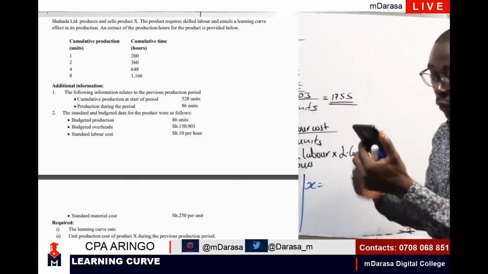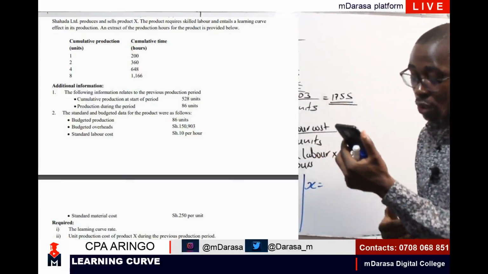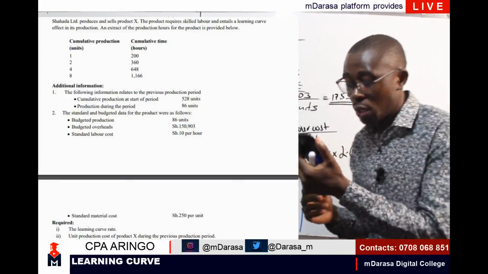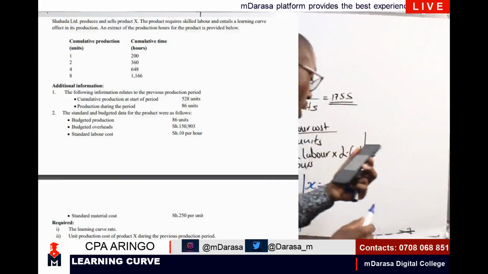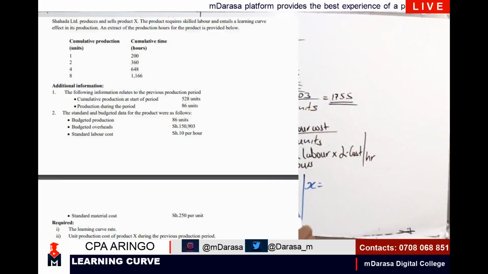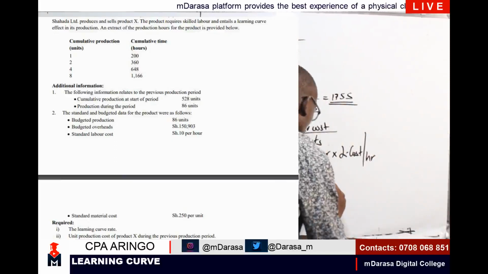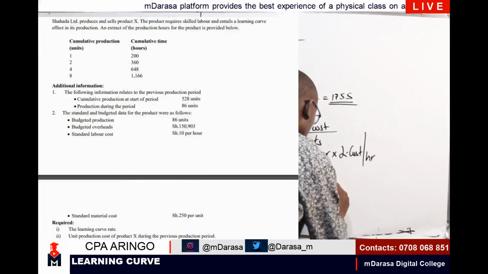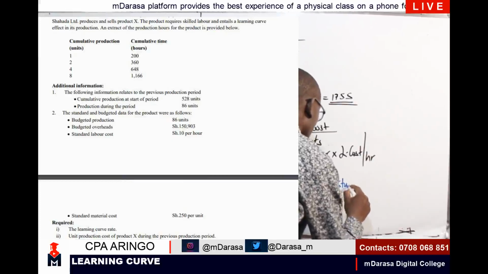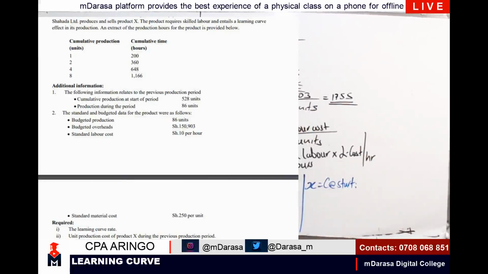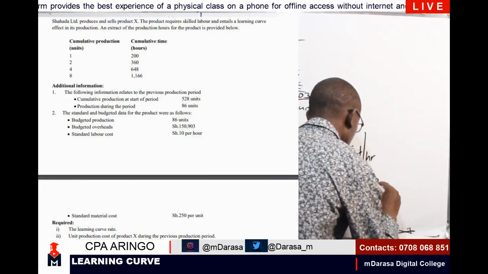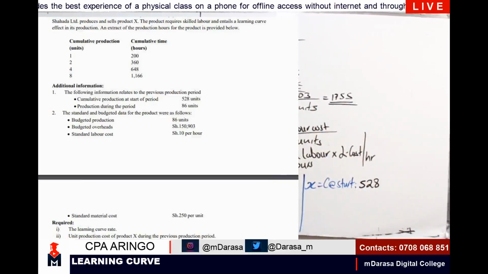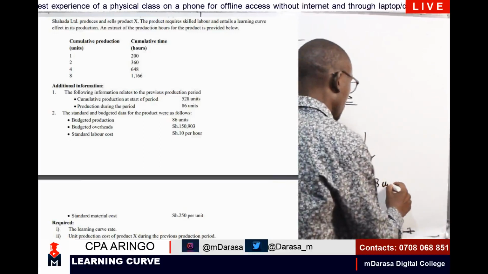Note 1, we are told that the following information relates to the previous production period, which in this case, cumulative production at start of the period, I had 528. So I'm having cumulative production at start of the period. So X, cumulative at start, I'm given how many units? 528 units. That is our cumulative production at start of the period.